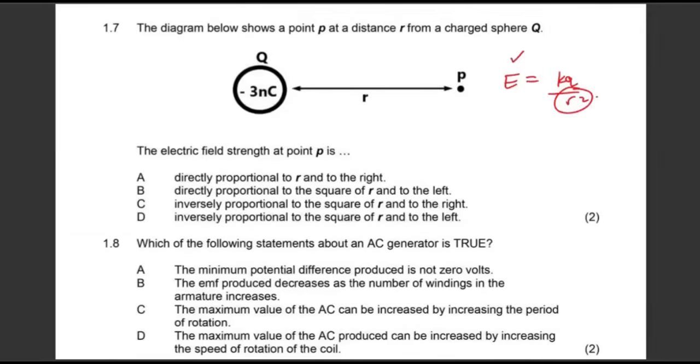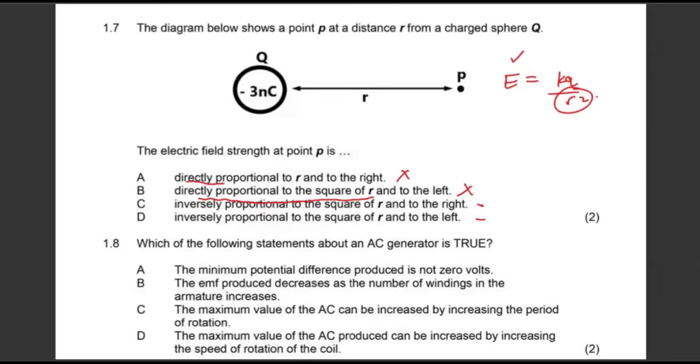so option A is out. It's not directly proportional. Option B is out. It's not directly proportional to the square of the distance. So these two are out. Then C and D: inversely proportional to the square of R. That's okay. And then they're telling us it's to the right, and this one is giving us to the left.